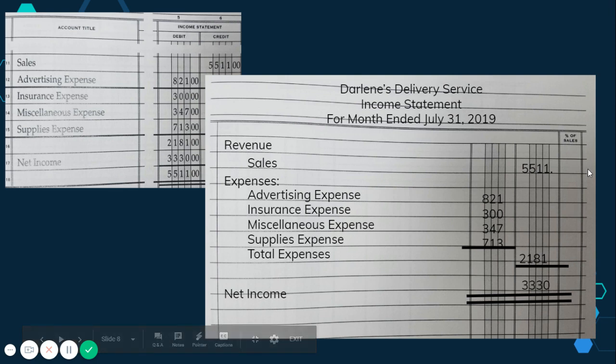Lastly, we find our percent of sales. This divided by itself is 100%. Total expenses divided by our revenue, 39.6%. And net income divided by our revenue is 60.4%. These two, when added, have to match up to 100%. And that is section 1.